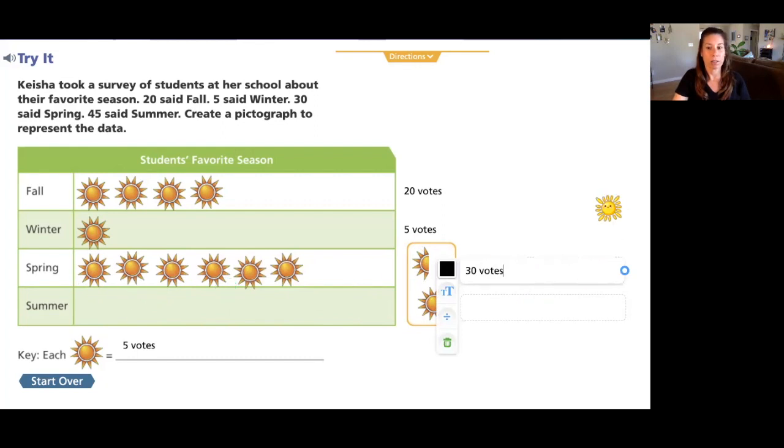Okay, let me double check. I like to always double check. 5, 10, 15, 20, 25, 30. Okay, awesome. Let's go on to 45. How many suns am I going to need for 45? That's a lot of suns.